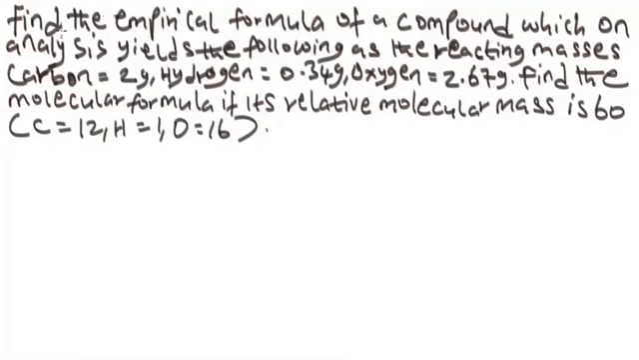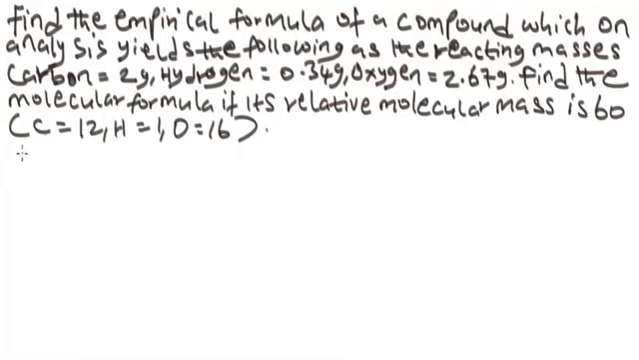So the question here says, find the empirical formula of a compound which on analysis yields the following as the reacting masses. So we have carbon to be 2 gram, hydrogen to be 0.34 gram, oxygen to be 2.67 gram. So we have to find the molecular formula if its relative molecular mass is 60. So we are given the relative atomic masses to be this.